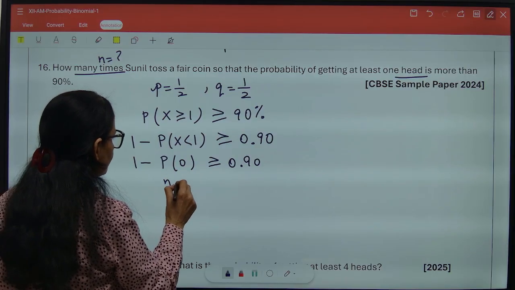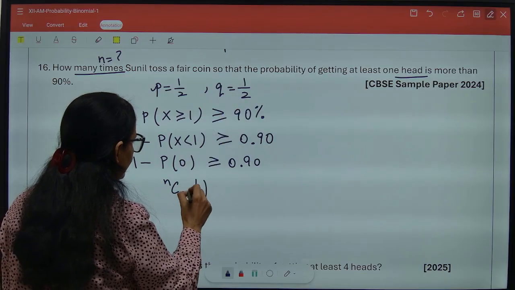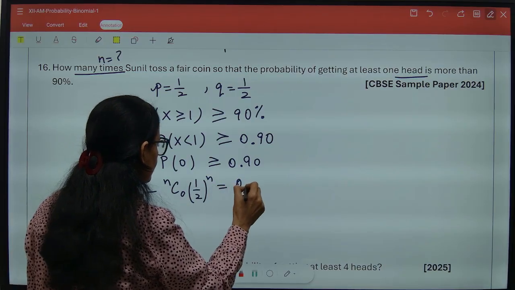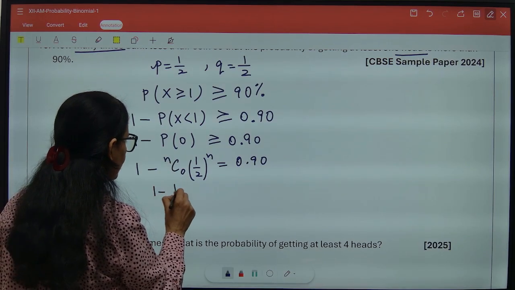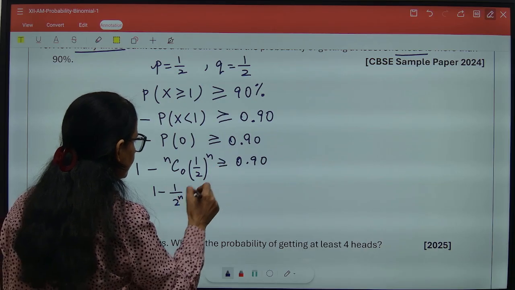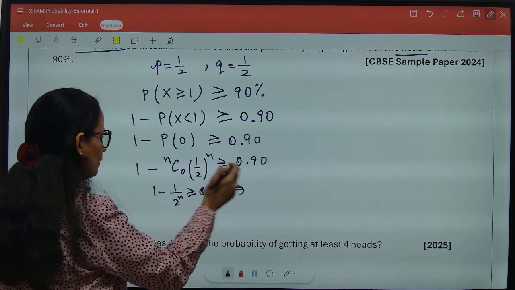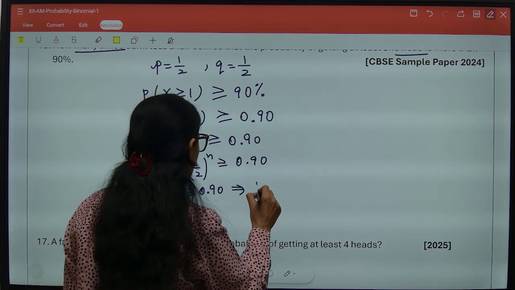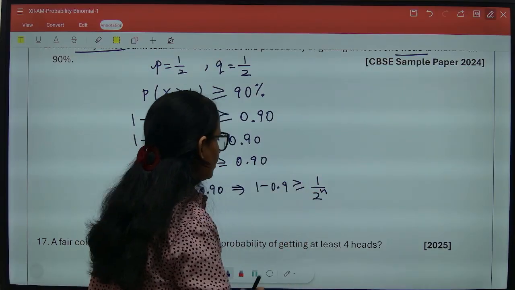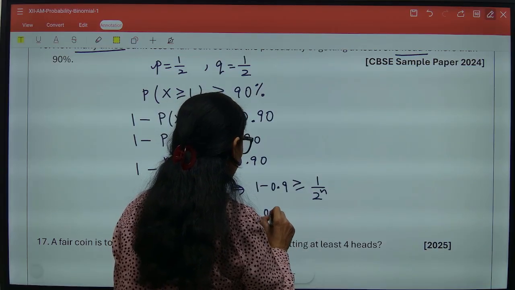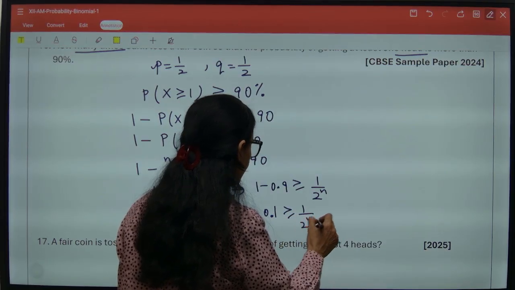We need to find the value of n. nC0 (1/2)^n is 0.90. nC0 is 1. So that means 1 minus 1 upon 2 to the power n is greater than or equal to 0.90. This means if you take 1 by 2 to the power n to the right side and 0.9 to the left, 1 minus 0.9 is greater than or equal to 1 by 2 to the power n. 1 minus 0.9 is 0.1. So 0.1 is greater than or equal to 1 by 2 to the power n.